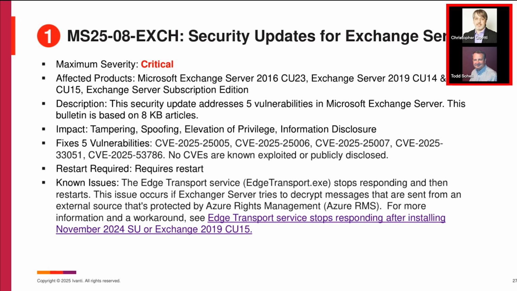Again, updates for Exchange server, all the versions that are supported, 2016 CU23, the 2 versions of Server 2019, CU14 and 15, and the subscription edition as well. So kind of walk through it, make sure you get updated properly this month.